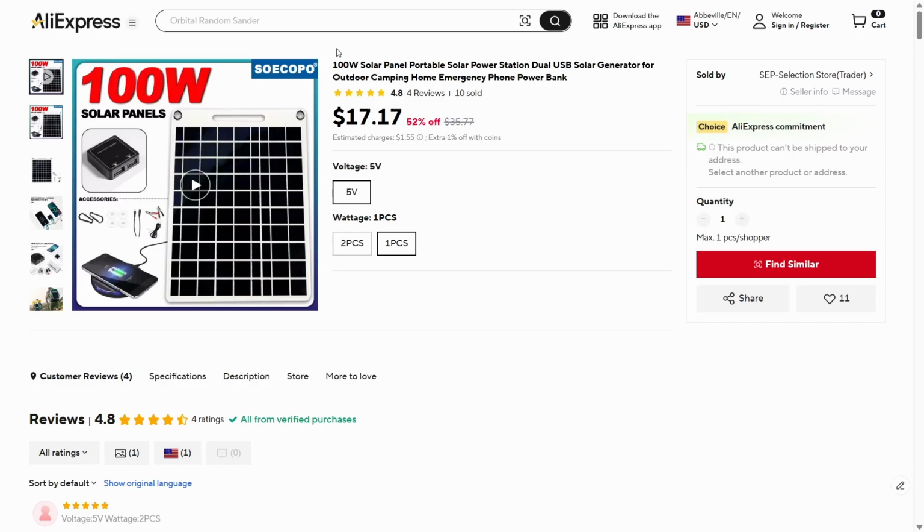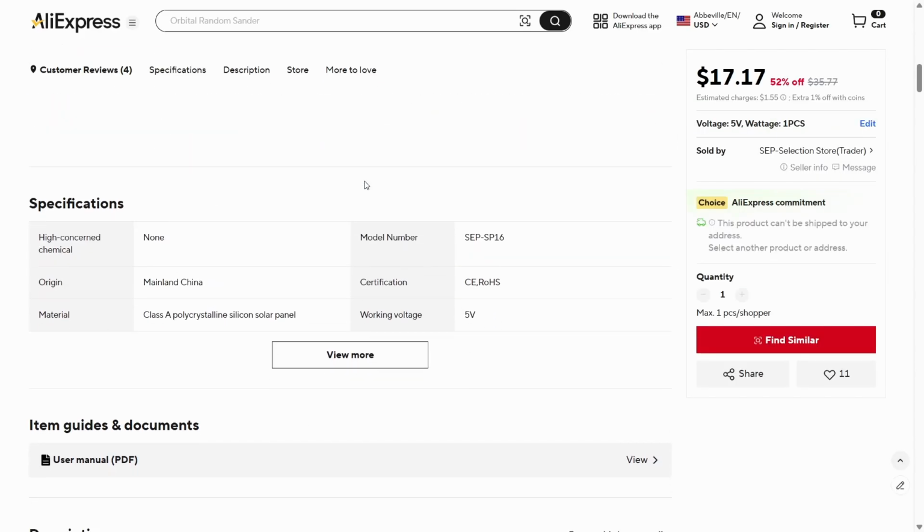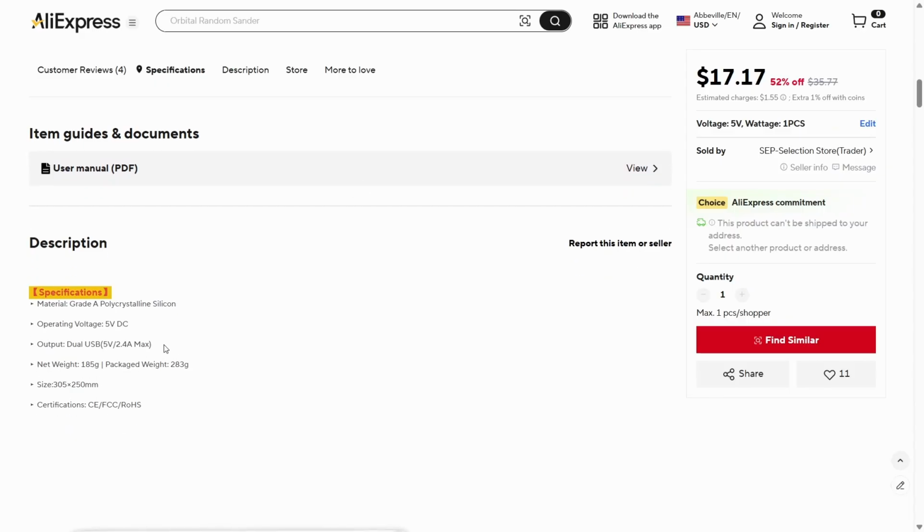But if we don't understand the numbers, this kind of listing can be misleading. Very often, the large number appears in the product title. But if you scroll down, the story can change. Here, the specifications say the operating voltage is 5 volts DC and the output is dual USB, 5 volts, 2.4 amps max.